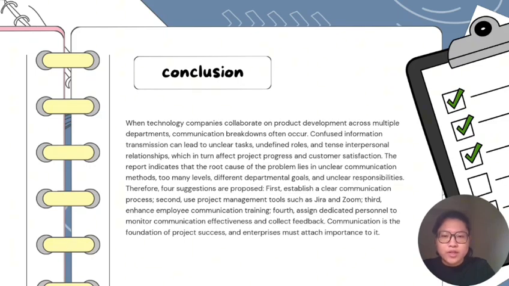Therefore, four suggestions are proposed. First, establish a clear communication process. Second, use project management tools such as Jira and Zoom. Third, enhance employees' communication training. Fourth, assign dedicated personnel to monitor communication effectiveness and collect feedback. Communication is the foundation of project success, and enterprises must attach importance to it.